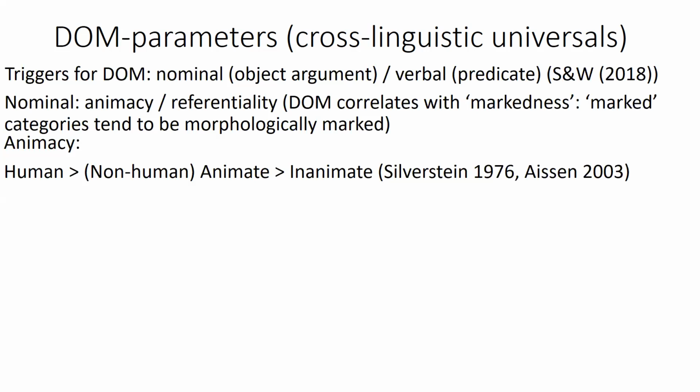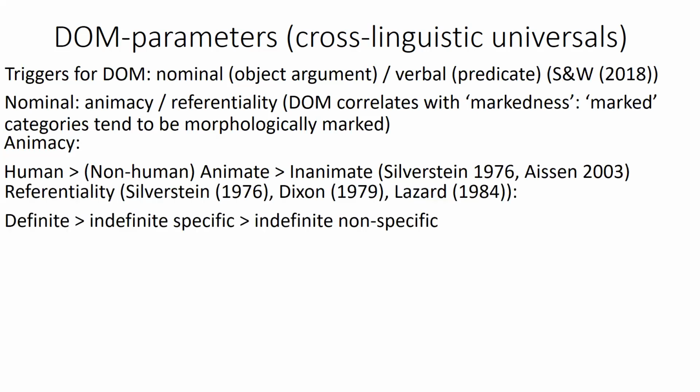The element that's higher up in the scale tends to be marked, and the more marked it is, the more likely that it will be morphologically marked. Referentiality, which is a very important notion in my talk: definite, indefinite specific, and indefinite non-specific. Definiteness and specificity are slightly different. It can be definite, but if it's indefinite, it can also be specific or non-specific, as we saw in one of my examples earlier on.